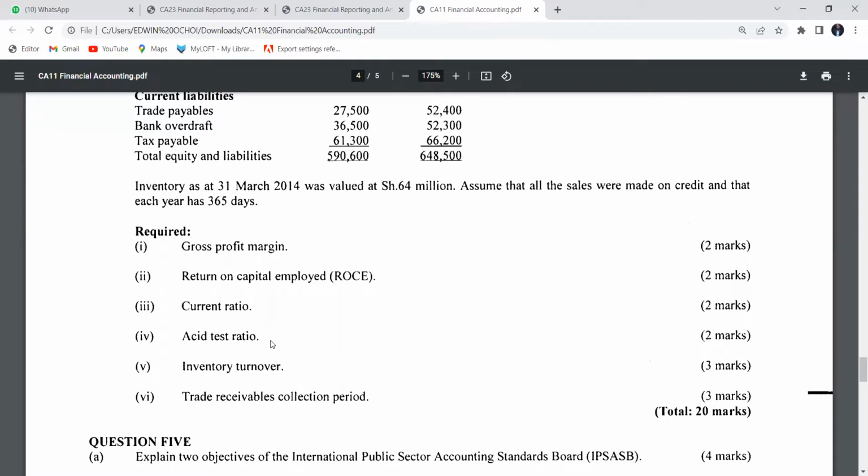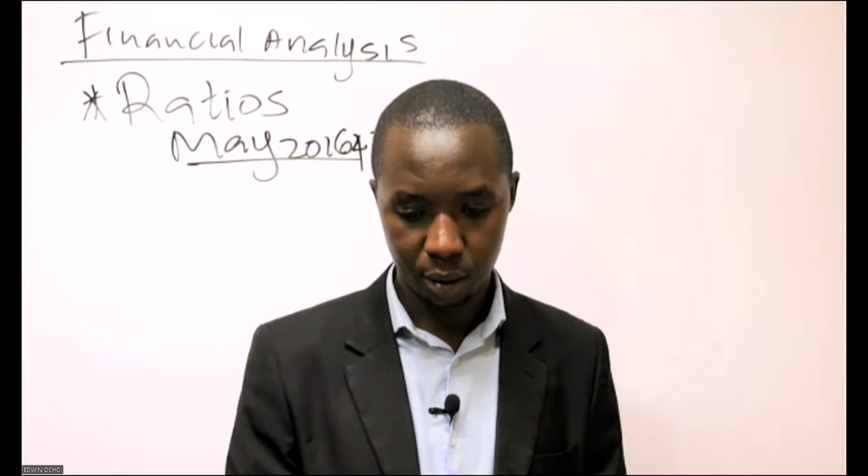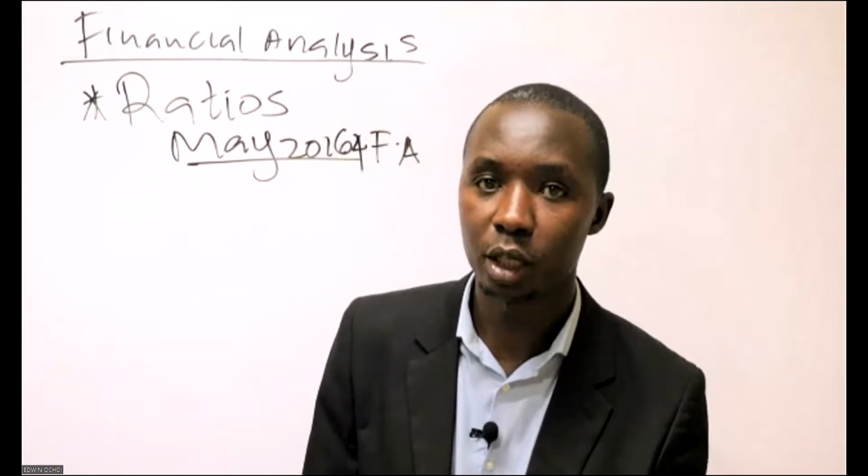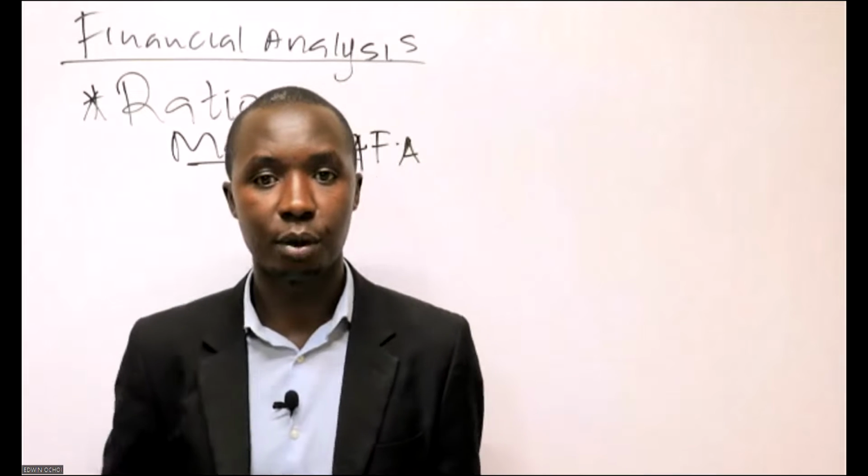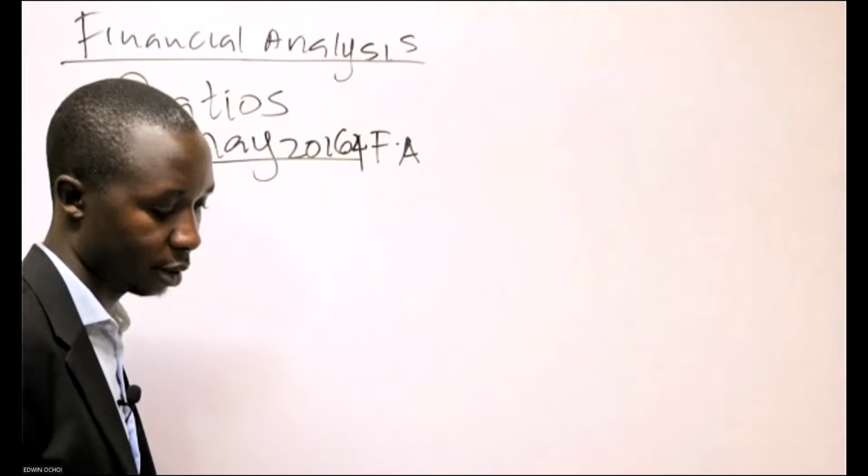Required. So the first thing they need is gross profit margin ratio, return on capital employed, current ratio, acid test ratio, inventory turnover, trade receivable collection period. So yesterday I said that you write down the notes so that you know the formulas. So I think you have done that, or you have the notes to this topic, which I shared to your group. That is the WhatsApp group. So let me start from the first requirement.